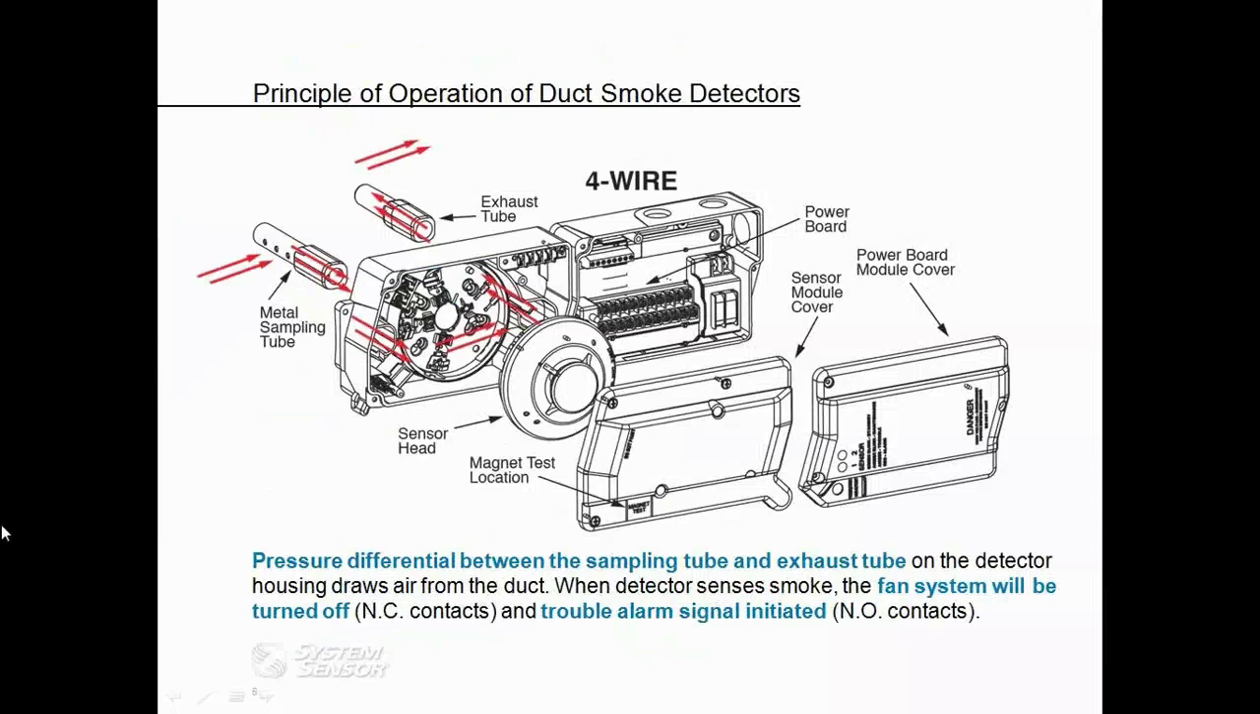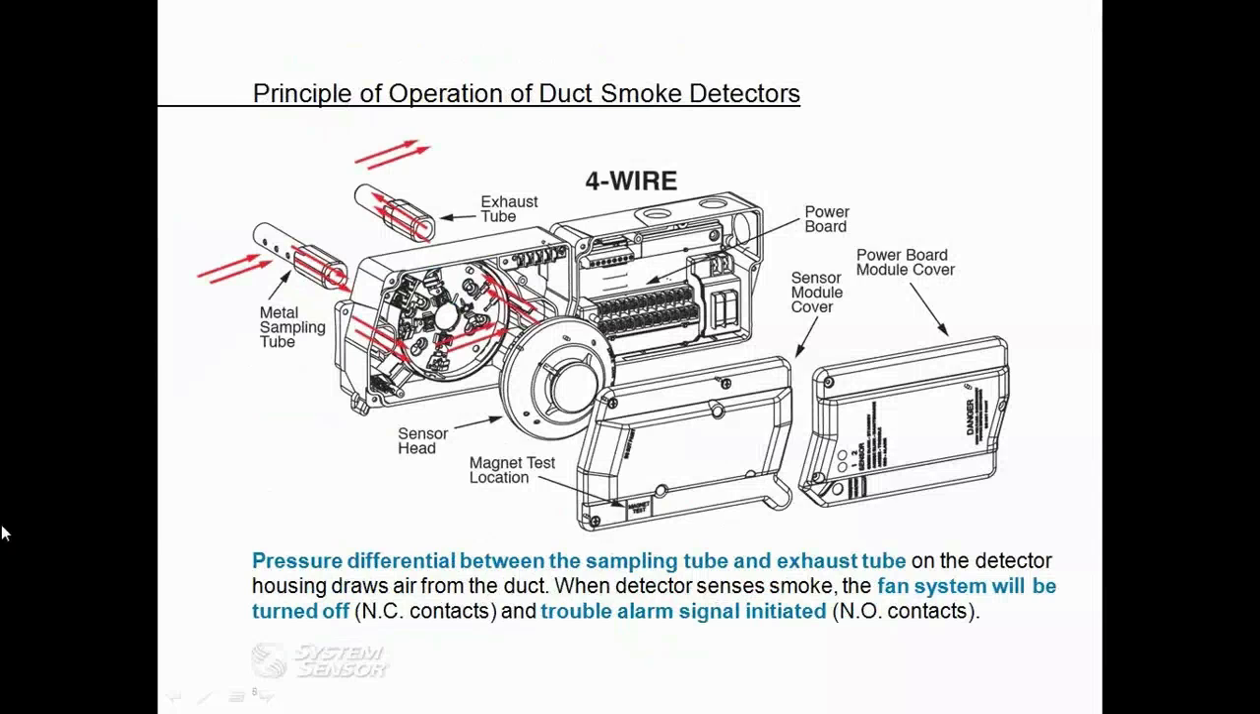The principal operation of a duct smoke detector is to have proper airflow moving across the sampling and exhaust tube, which this airflow is measured by differential pressure testing. In order to get the proper differential pressure required for the duct smoke detector to operate, the sampling and exhaust tubes must be properly installed, and a minimum airspeed of at least 100 feet per minute must be present.